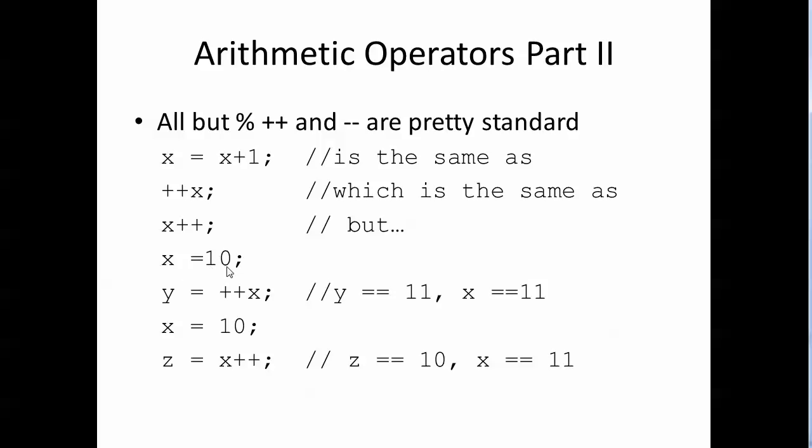So let's look at the example. So x equals 10, y equals plus plus x. So y equals 11 and x equals 11. So let's start over again. If x equals 10 and we say z equals x plus plus, now we're doing it post. So what's going to happen is x is going to get assigned to z first, then x is going to get incremented. Here, x got incremented first, then it got assigned to y. So now z will equal 10 and x will equal 11. They'll have different values when this statement is done. Okay, so that's the difference between pre-incrementing and post-incrementing.